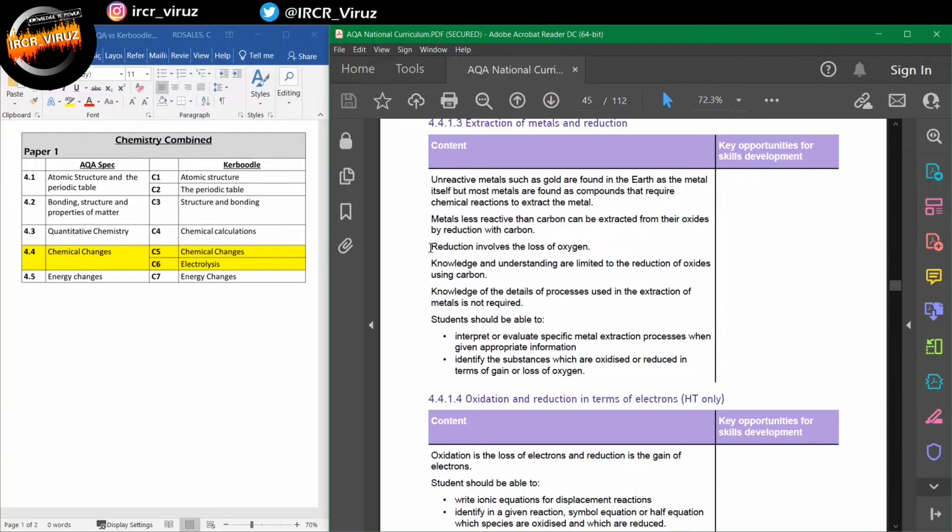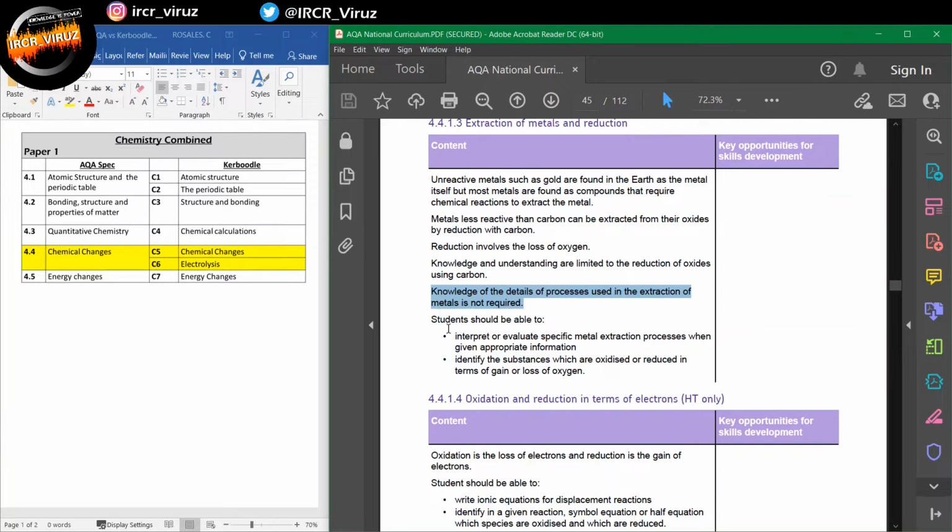So we said taking the oxygen away is going to be reduction, adding the oxygen will be oxidation. Knowledge and understanding that are limited to the reduction of oxides using carbon. Knowledge of detailed process used in extraction of metals is not required. Okay, so explaining exactly how the extraction happens, you won't need to do it at this point.